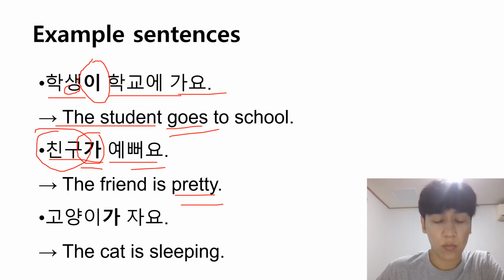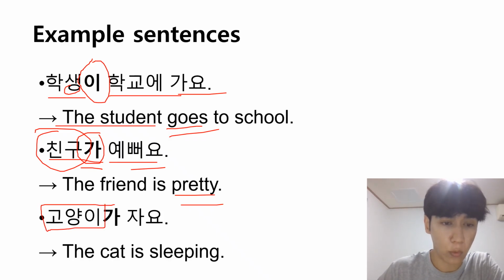And the next sentence is 고양이가 자요. 고양이가 자요. 고양이, we know it's a cat, right? 고양이. So it ends with a vowel. 이 is a vowel, so we need to say 가. 고양이가 자요. The cat is sleeping.